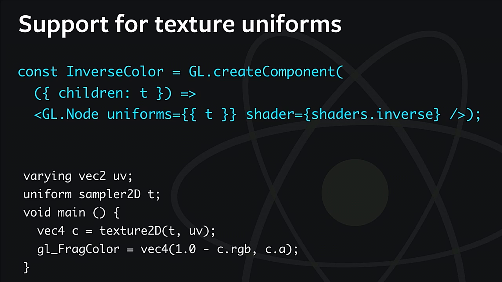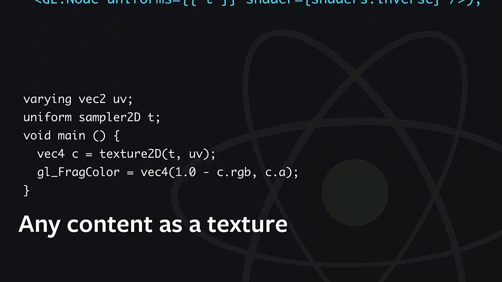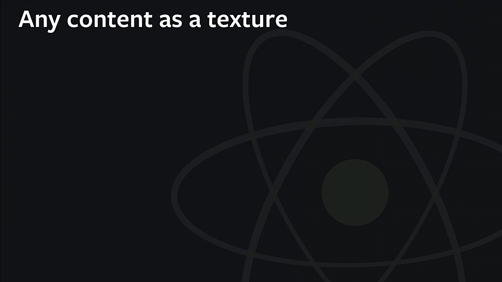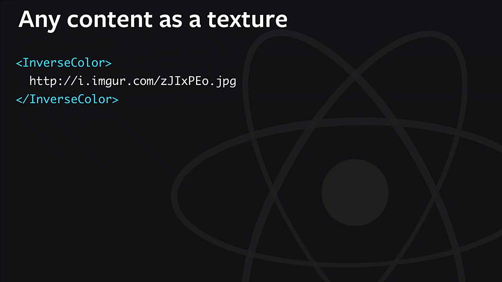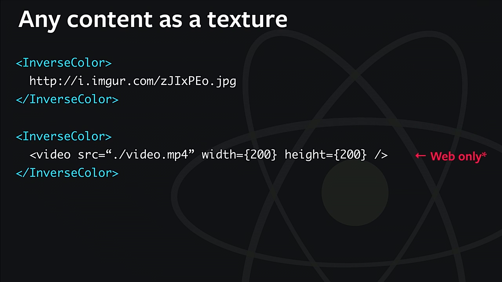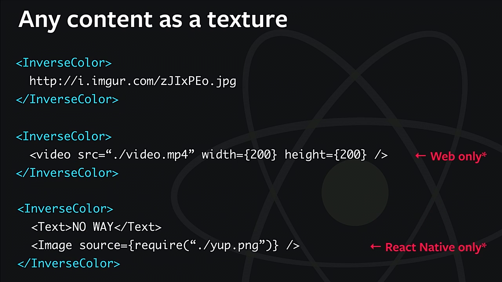So I can pass it inside as children. Let's see how I can use that. There's a bunch of cases, and we can use it in many ways. First of all, I can just give an image URL. I can give a video, so we can do effects over a video. It's only working on the web at the moment. And I can even pass anything in React Native, like a text or an image, and I will have an effect over that.